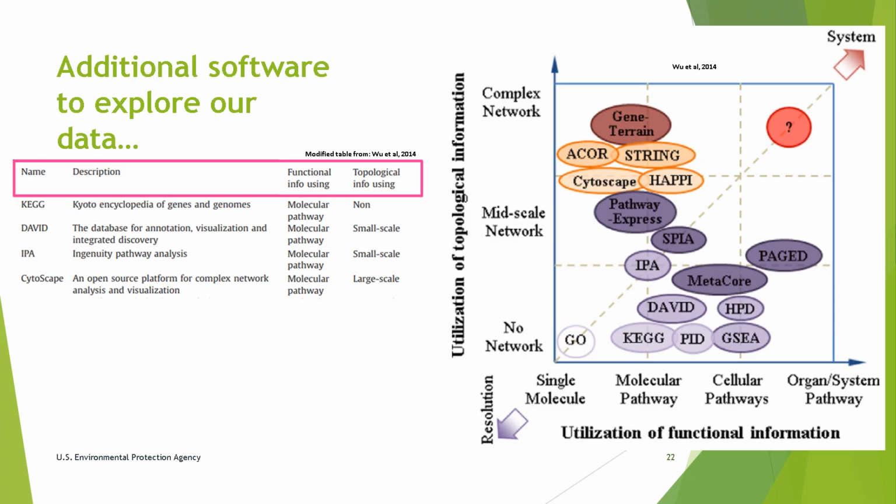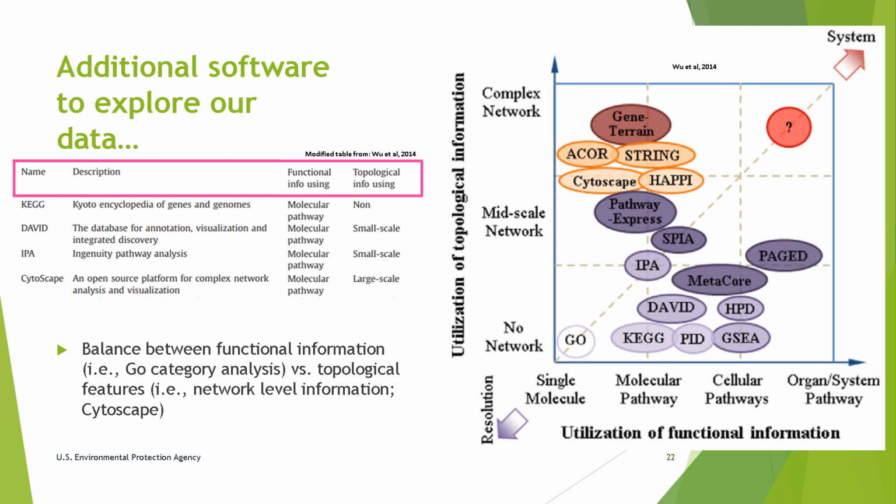Beyond IPA, we also examined additional pathway analysis software for further understanding of this data set. All of these tools can differ greatly in the type of functional information they tell you, such as GO category analyses to topological information, such as network level information. And what I've shown you so far is from IPA, which generally sits in the middle of these domains. However, we wanted to further explore additional tools on both of those levels that are more suited for functional information like DAVID and KEGG, as well as those that add more network level information like Cytoscape.